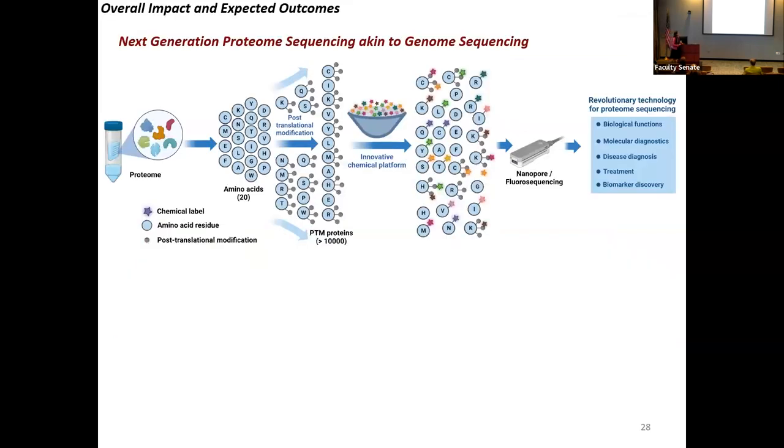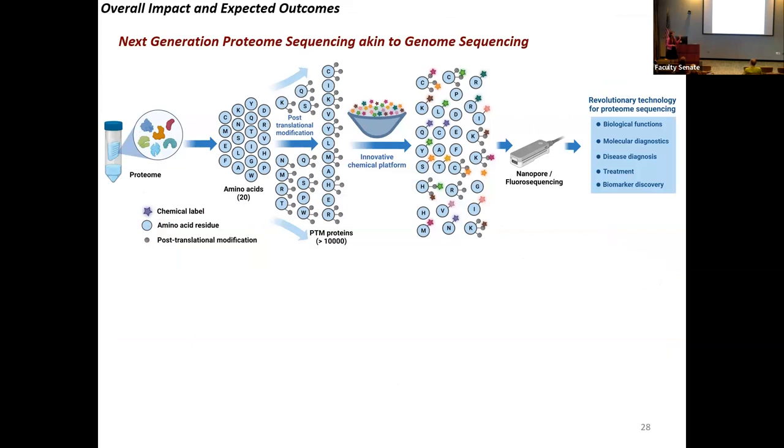So overall, what we have done in this technology is that we are building these chemical platforms. We have already built several chemical tools, but we are expanding those chemical tools more so that we can identify the entire sequence of the proteome and develop a transformative technology like genome sequencing.